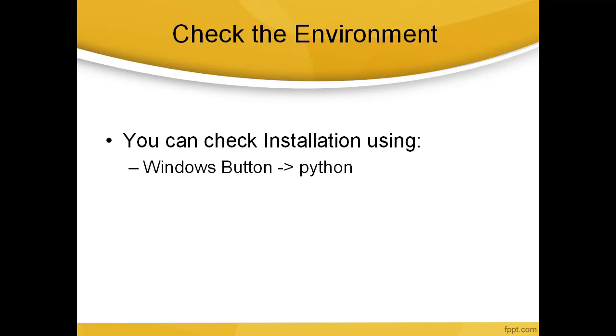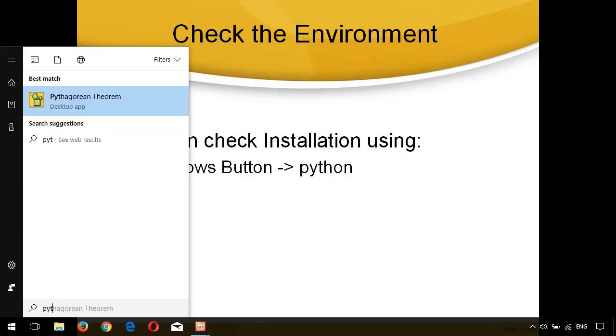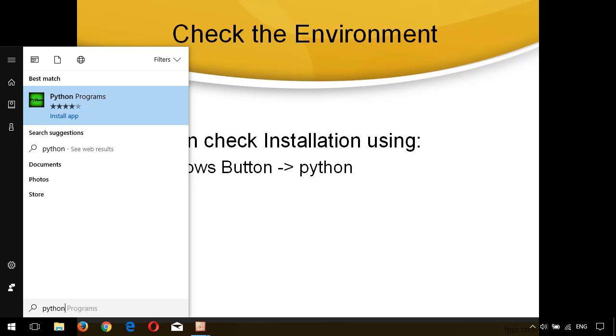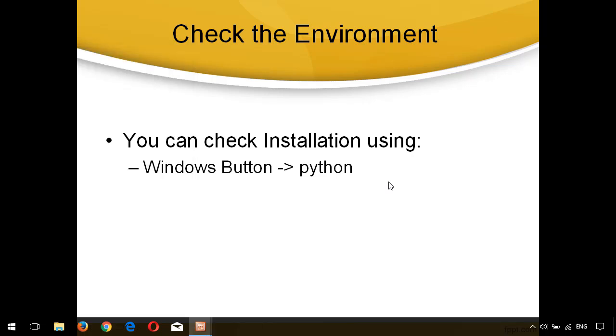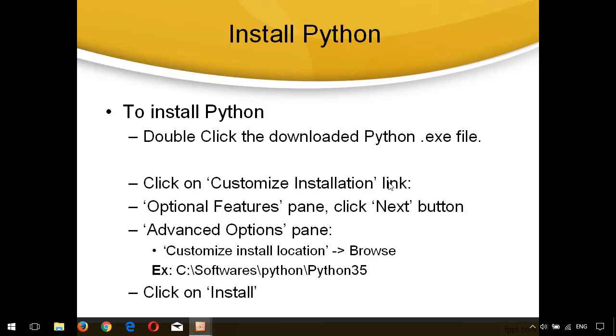Let us check the environment first. For that, press Windows button and type Python. There is a Python programs install app which you can install, that is only for the external programs, but there is no Python software installed. To install Python software, double click the downloaded python.exe file and follow the steps mentioned in this slide.